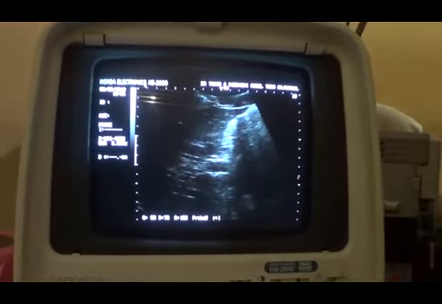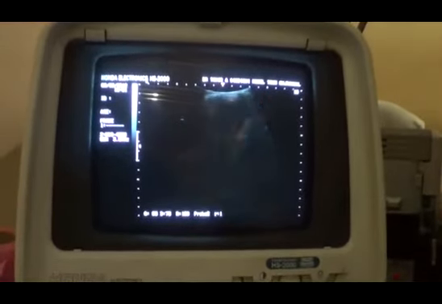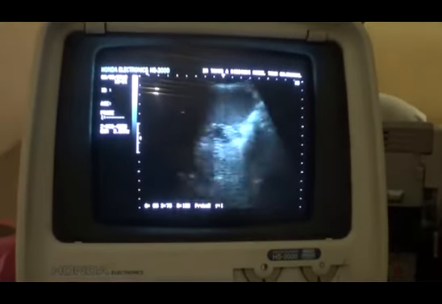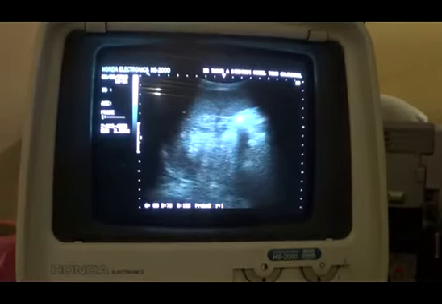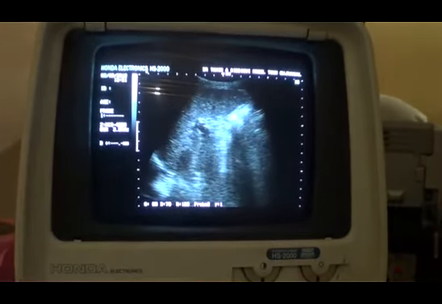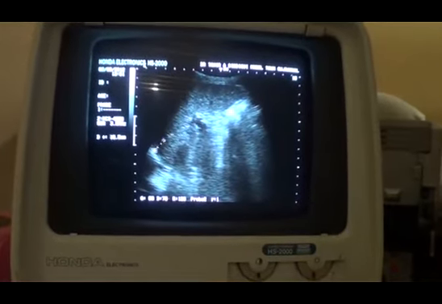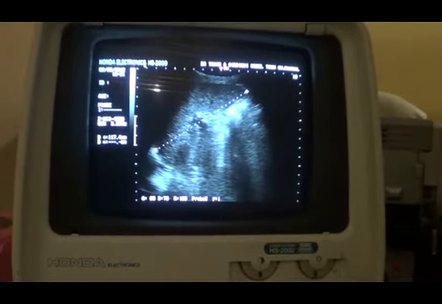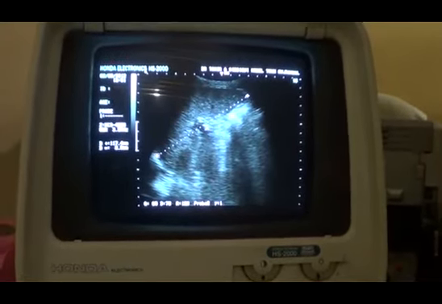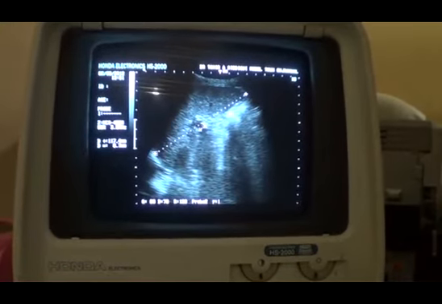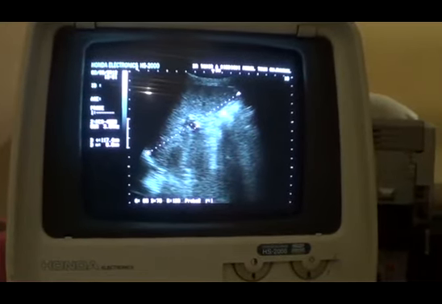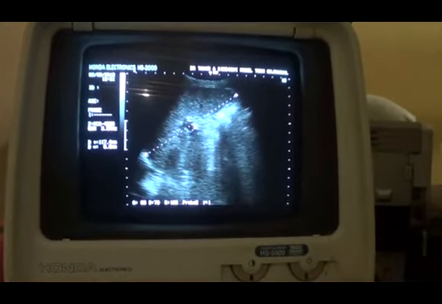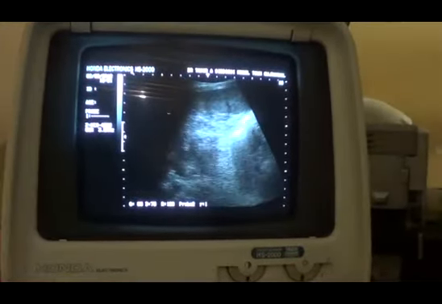Let's see the left side, where the spleen is. The spleen measures approximately 11.7 centimeters in length and is not enlarged, because up to 12 is considered normal. The splenic vein measures 6.8 millimeters and is within normal limits, as more than 10 is considered abnormal.